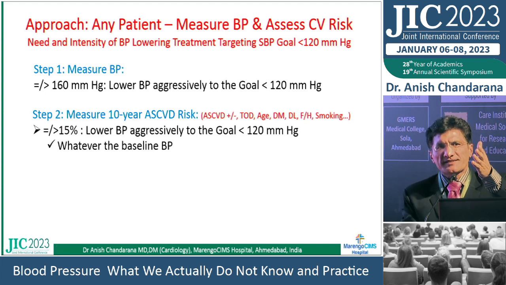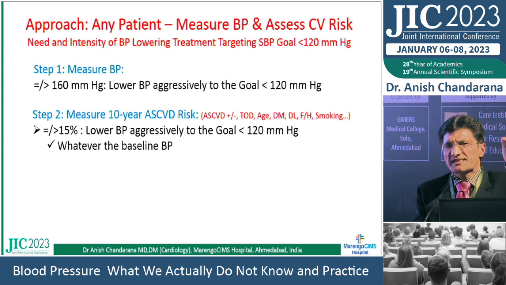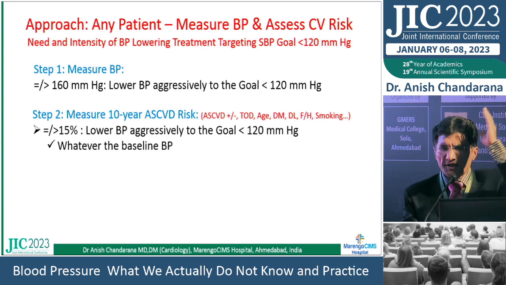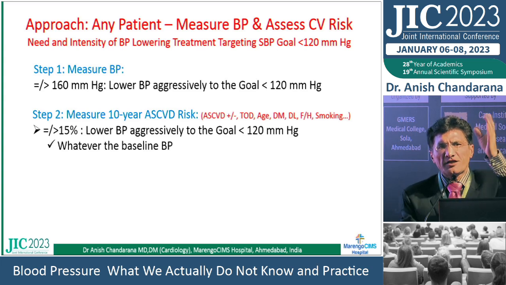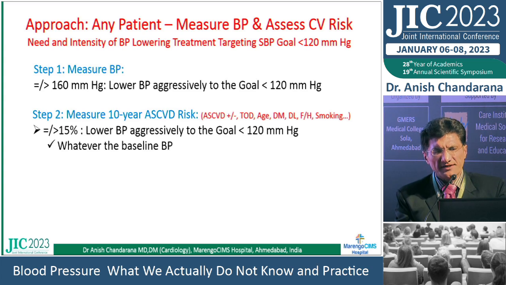So those senior citizens who are sitting here, blood pressure may be 120, but for those aged 70, his or her risk of cardiovascular disease is 30% in the next 10 years. Reduce from 120 to 110, believe me, you are going to get benefit as far as reduction in risk is concerned.